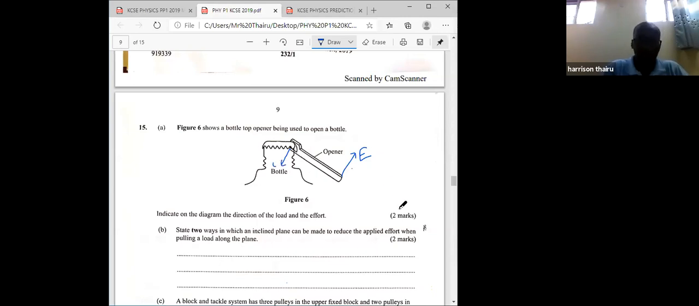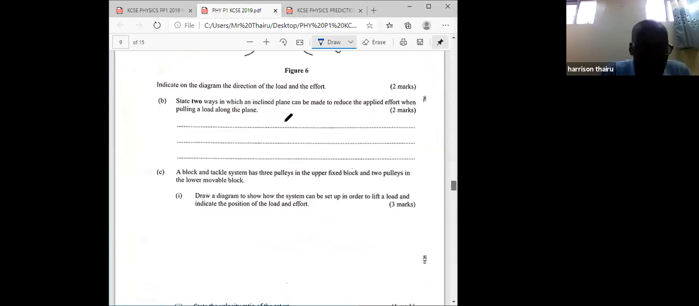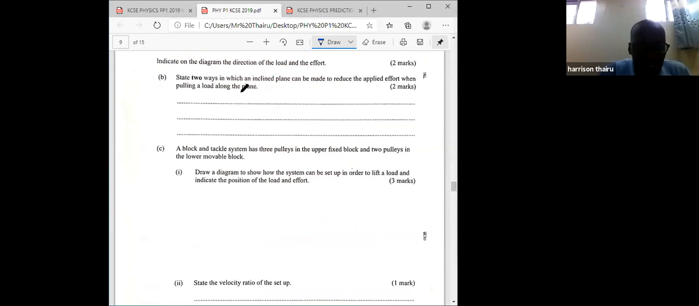So that is the only thing that you are supposed to do, and you get 1 mark for each. So in total, you have 2 marks. Then we can move to question B. State 2 ways in which an inclined plane can be made to reduce the effort in pulling a load along the plane.